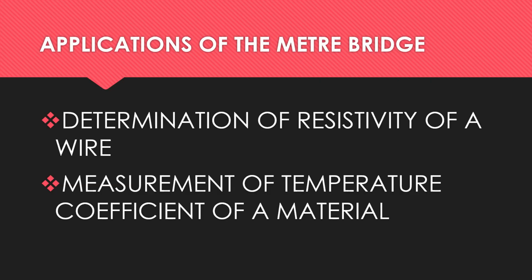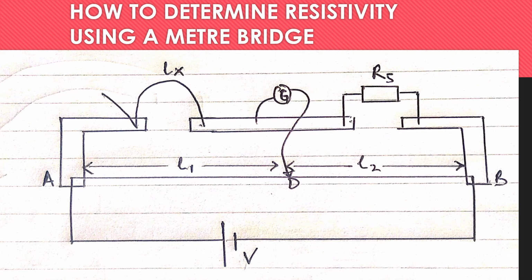Meter bridge has only two applications. One is determining the resistivity of a wire, and the other application of the meter bridge is to measure the temperature coefficient of resistance of a material. Those two terms are not new. Resistivity of a wire we have already discussed in our earlier discussion, and also the temperature coefficient of resistance. But we are going to see how the meter bridge is used in determining each of these two quantities.